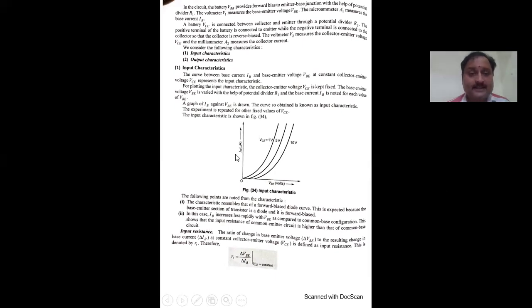For all these, we get the base current. The graph is drawn between VBE and the forward current, that is, the forward bias connection. The base-emitter junction is a forward bias junction, and the current is IB. What points do we observe? The characteristics resemble a forward bias diode curve, which means it is similar to a normal PN junction diode curve. This is expected because the base-emitter section of the transistor is a diode and it is forward biased.